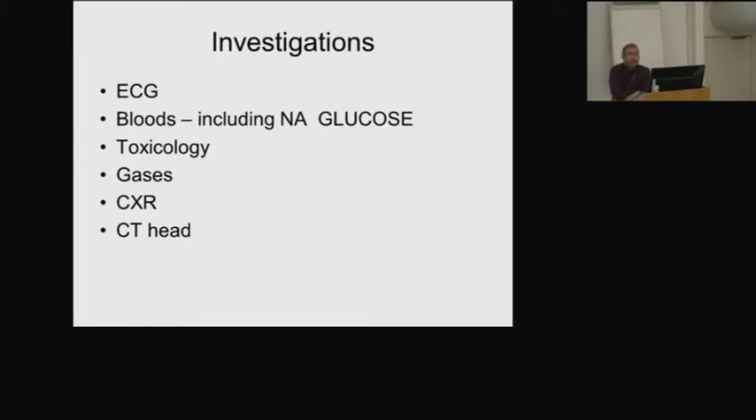In terms of investigations, obviously some very basic investigations are important. ECG, basic bloods. As I said, it's very important to check the blood sugar because that's easily correctable. Check sodium levels, etc. You might want to do a toxicology screen as well if there's any suspicion of that. Blood gases, obviously chest X-ray, and imaging of the brain may be important as well. You may want to do some further investigations. If you suspect meningoencephalitis, you want to do a lumbar puncture, for example.